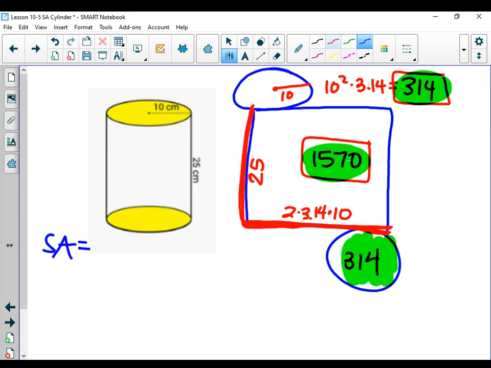Maddie, for the other one, for some reason, I got 2,355. Try this way. 2 times 10. That's 20, right? Times 25. Times 3.14. Oh, that's okay. Since it's multiplication, I like to do the whole numbers first. It seems to be less tricky.